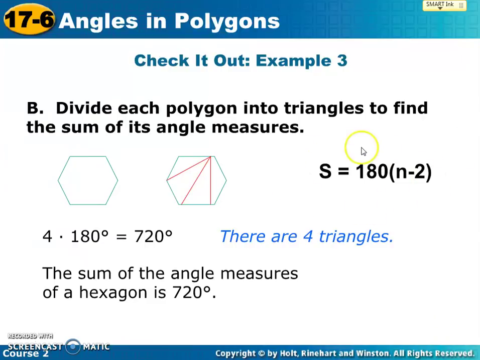How does that make sense in our formula here? The number of sides on our shape, it's a hexagon, so there are 6 sides, minus 2. That gave us our 4 triangles. Every triangle has 180 degrees. If we multiply them together, we get 720 degrees.